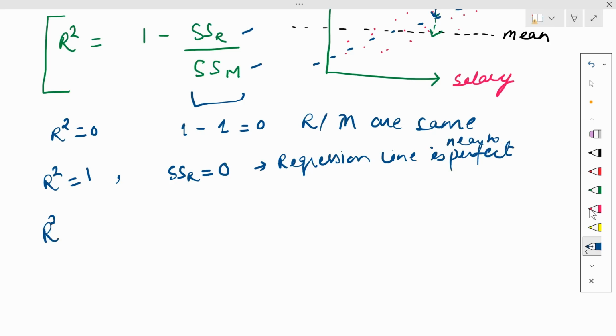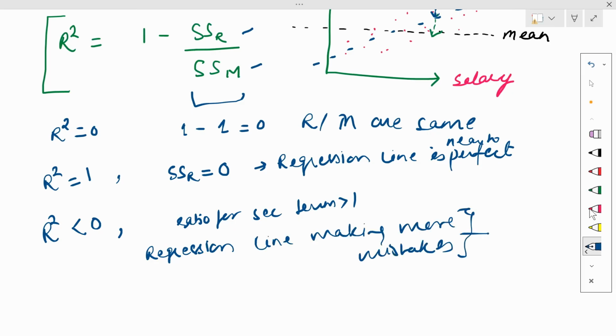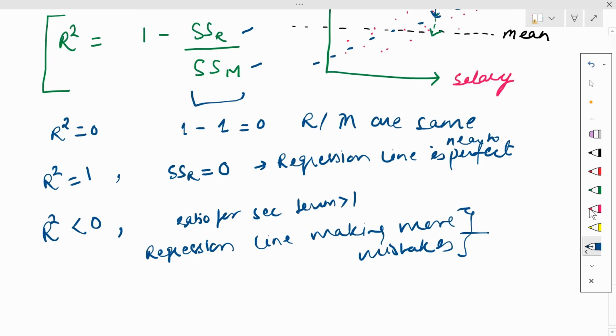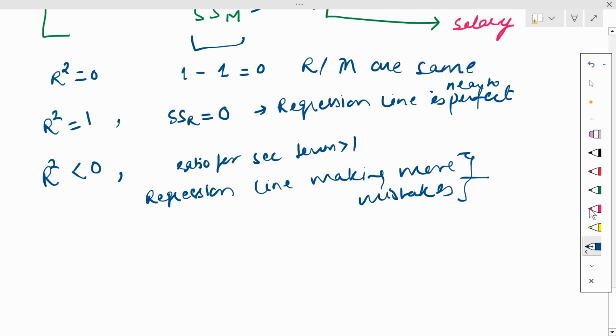The other case, where R square is less than 0, is when the ratio for the second term is greater than 1. Which means when our regression line is making more mistakes than our mean line. This can happen when we have chosen the wrong model for our data, where even the mean line is making more sense than the regression line that we have picked.